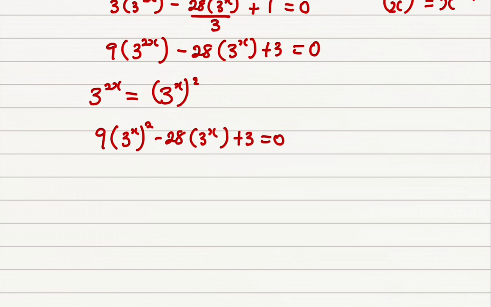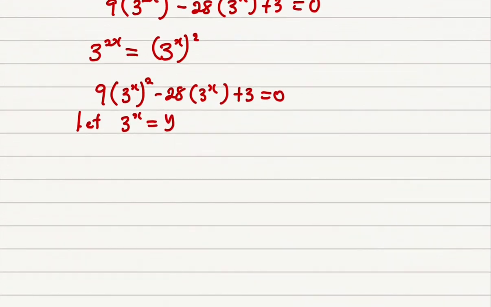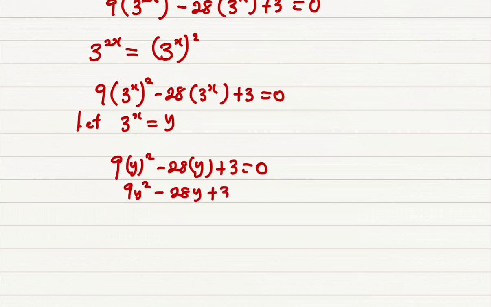So the next thing we need to do is let 3 raised to power x be y. You see, I've manipulated it now. I'm taking out all the indices. So it's going to be 9, then y all squared, minus 28, then y, then plus 3 is equal to 0. So 9y squared minus 28y plus 3 is equal to 0. Now, looking at it, this is a quadratic equation. So we are going to work it out quadratically.